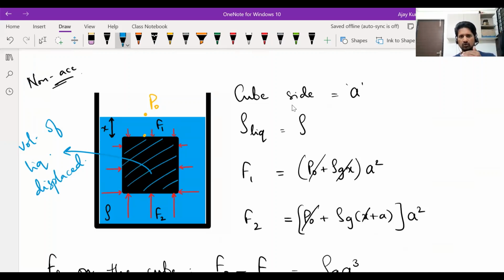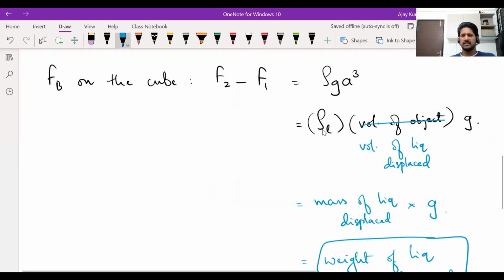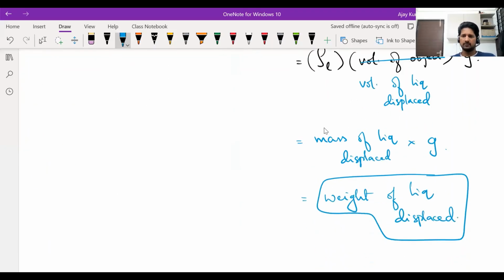Pressure increases as you go down, so forces from below will be stronger than forces from above. Buoyant force will be in the upward direction. So this is the basic case of buoyant force acting on an object, and we proved that buoyant force is equal to the weight of the liquid displaced.